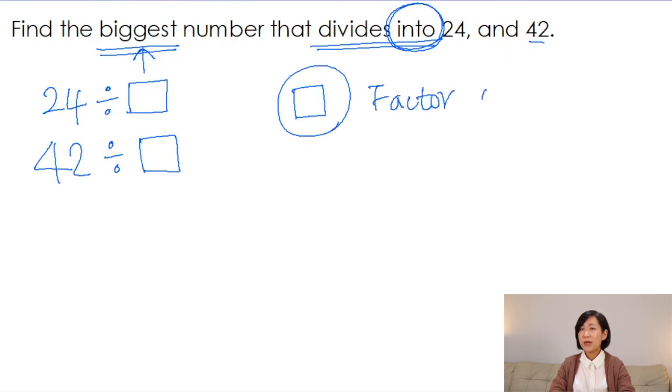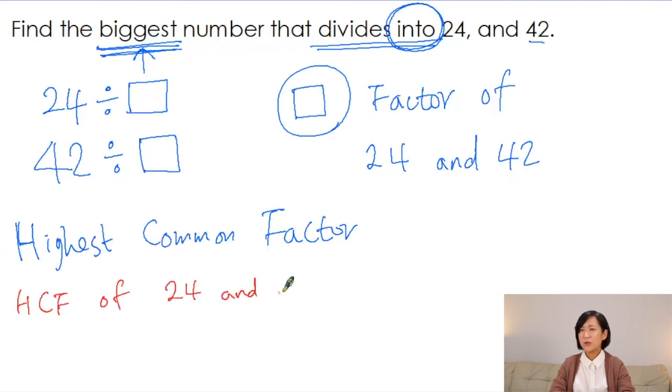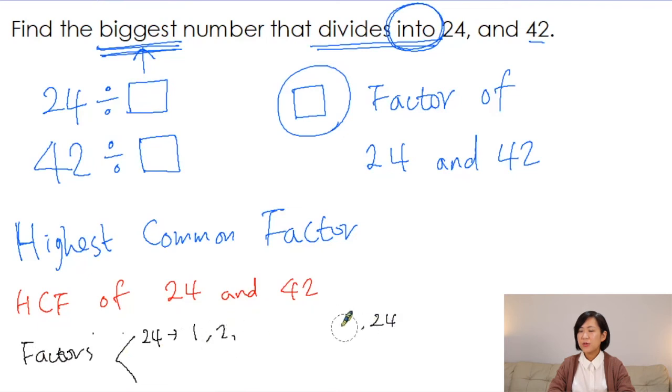Then now we realize that the question is asking you to find the factor, right? The missing number is a factor of 24 and 42. But since the question is asking you to find the biggest number, that means find the HCF of 24 and 42. So write down all the factors of 24, times it together to make 24: 1 and itself, 1 and 24, 2 and 12, 3 and 8, 4 and 6. These are the factors of 24.